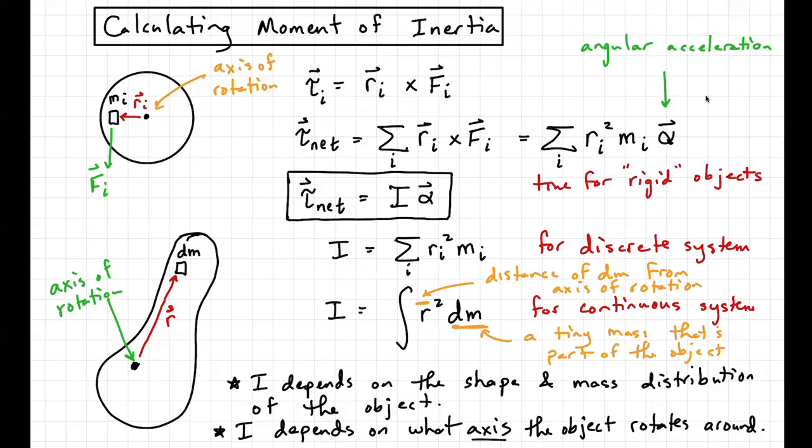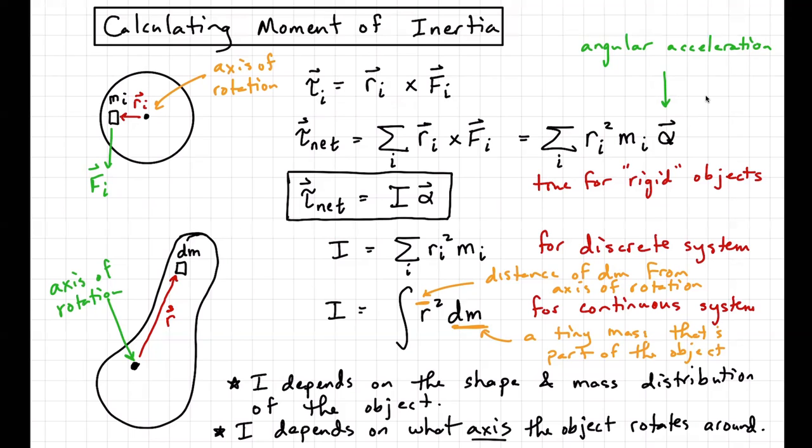A couple of interpretive notes before we get into a couple of examples. The moment of inertia depends on the shape and the mass distribution of the object. So objects that have mass distributed further from the axis of rotation will tend to have higher moments of inertia. But the moment of inertia also depends on what axis the object rotates around, because depending on where you have your axis of rotation, you may cause more or less mass to be further or closer to the axis of rotation. So it's not just about the geometry of the object, it's about the geometry of the object rotating about a particular axis. And that'll be important, and we'll see an example of that shortly.